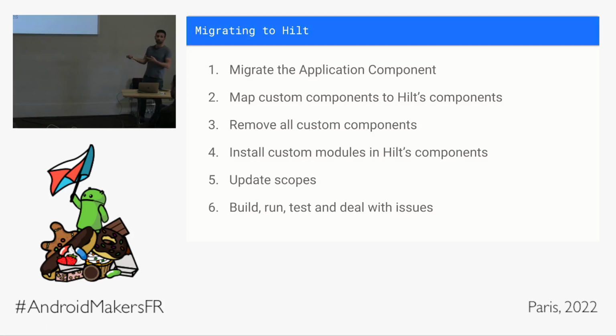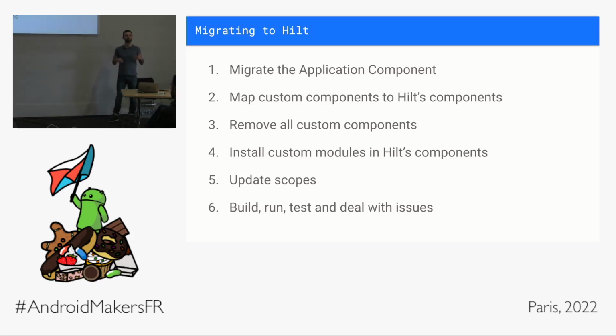I had to update my scopes because I have to use the scopes provided by Hilt. And by the way, in the migration API, you've got a way to rename a scope for Hilt if you want. If you want to still use something like your app scope, you can do it and just say it's equivalent to a Singleton. Then build, run, test, and deal with the issues.